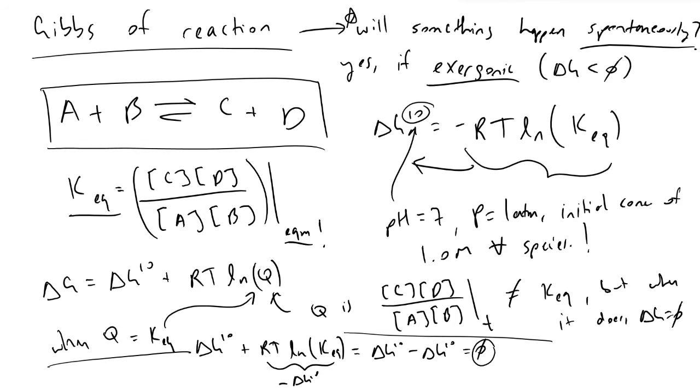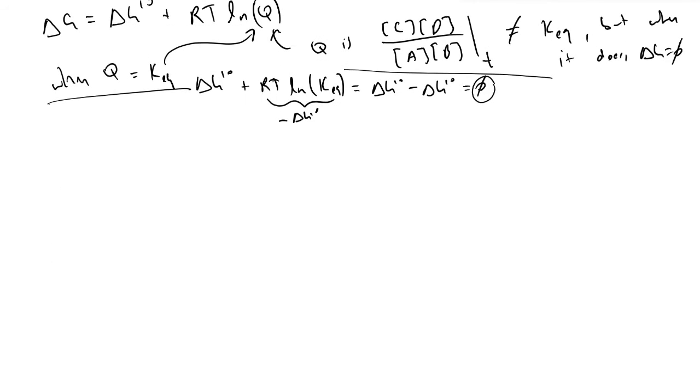To wrap things up, just to consider intuitively what these parameters mean, let's think about what happens if KEQ is a very large number. What does that tell us? It tells us that our products are going to be favored over our reactants at equilibrium. So we're going to have more products than reactants at equilibrium.